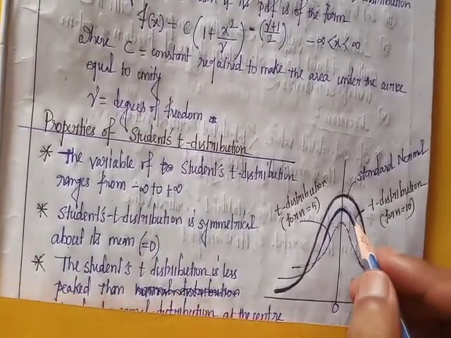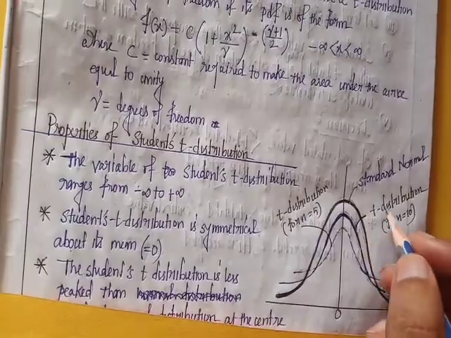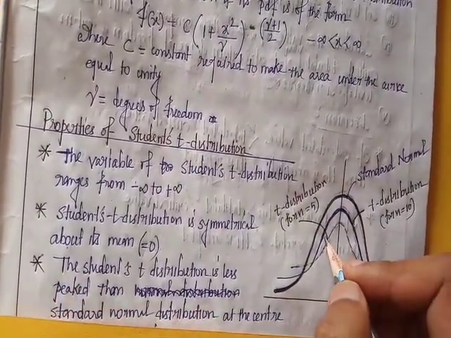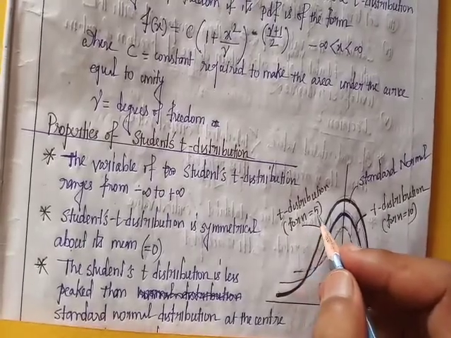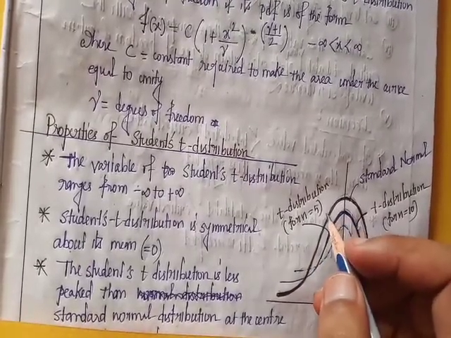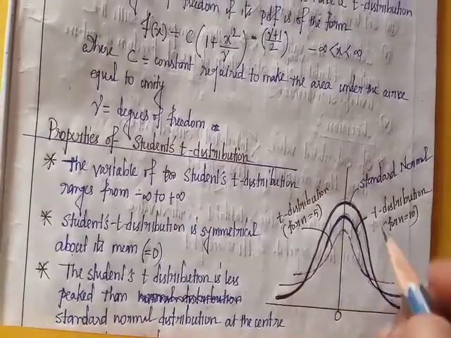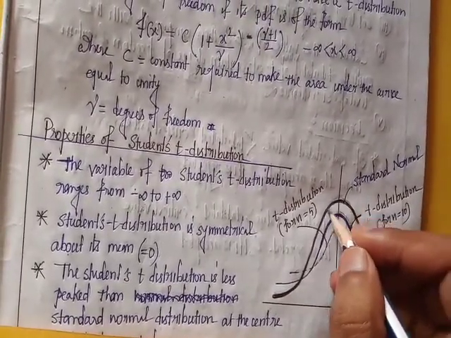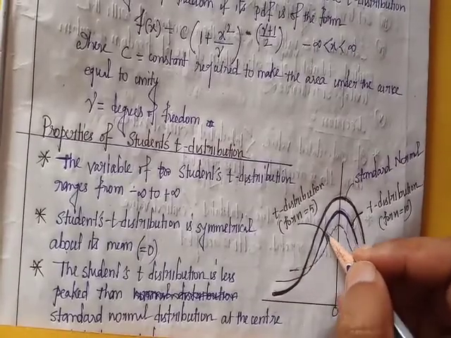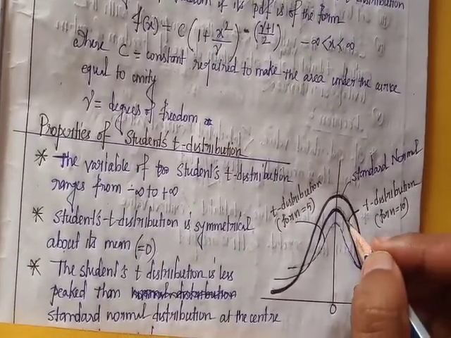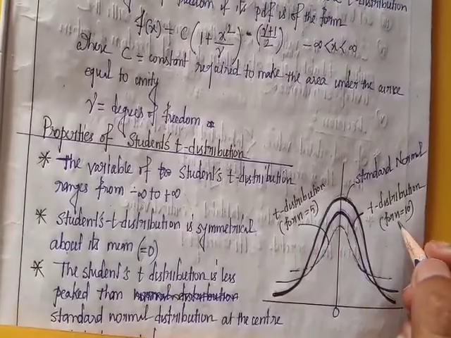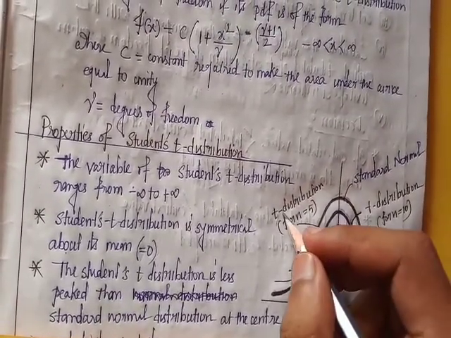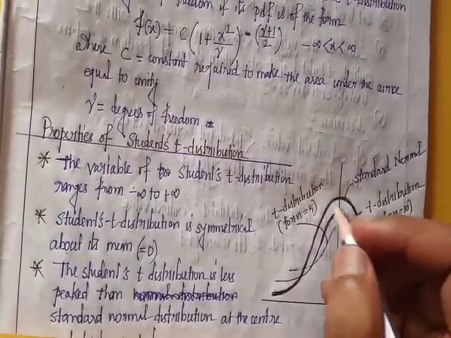This is the standard normal density curve. This is the T distribution curve for sample size 10. This is the T distribution curve for sample size 5.